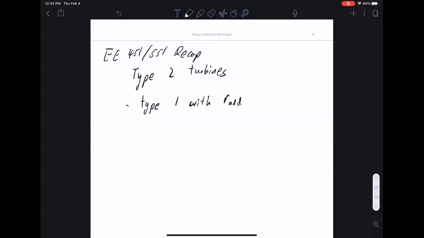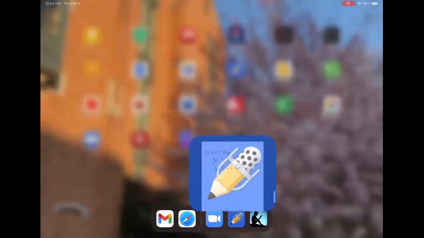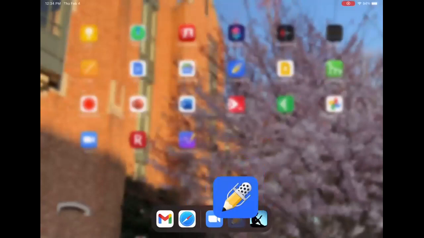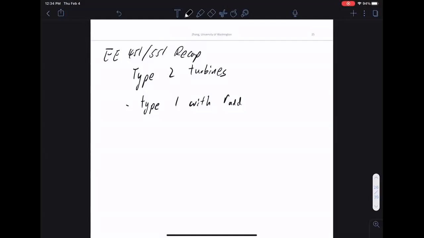We can talk about the midterm. So the midterm is next Thursday, and we'll cover up to type 2 turbines. Okay, it seems to be working now. So let me try. Okay, good. So we'll go up to type 2.